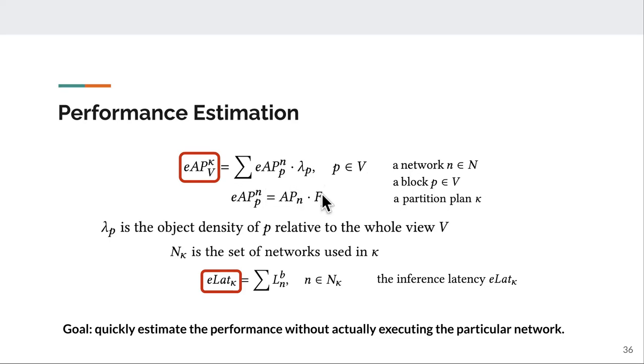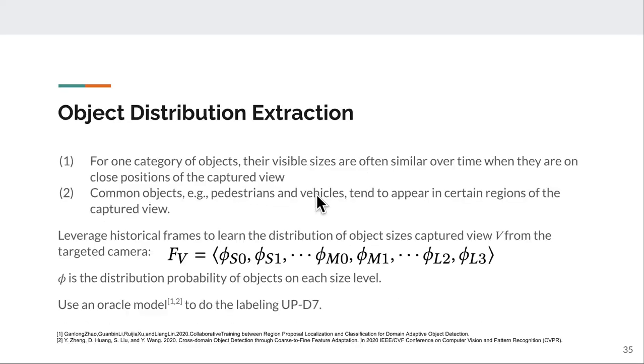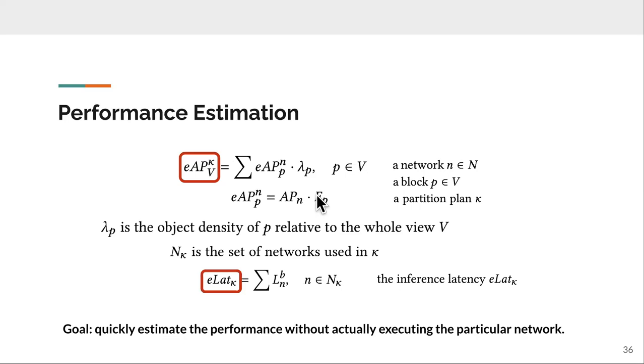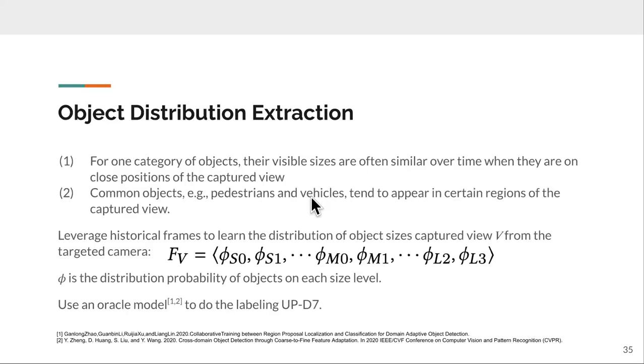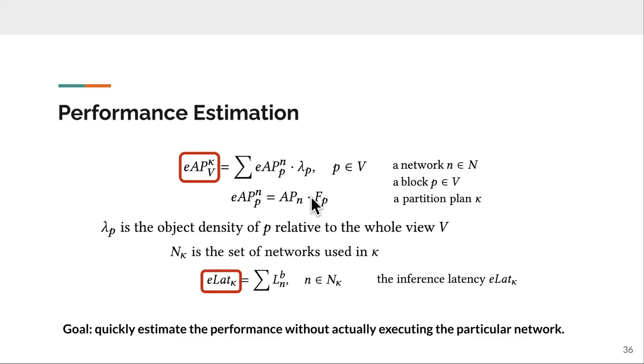And then let's go back here. And also, let's dive into this notation. This one is one neural network's AP, modified by the object size to get the estimated performance. And then kappa is a set of networks used in kappa.